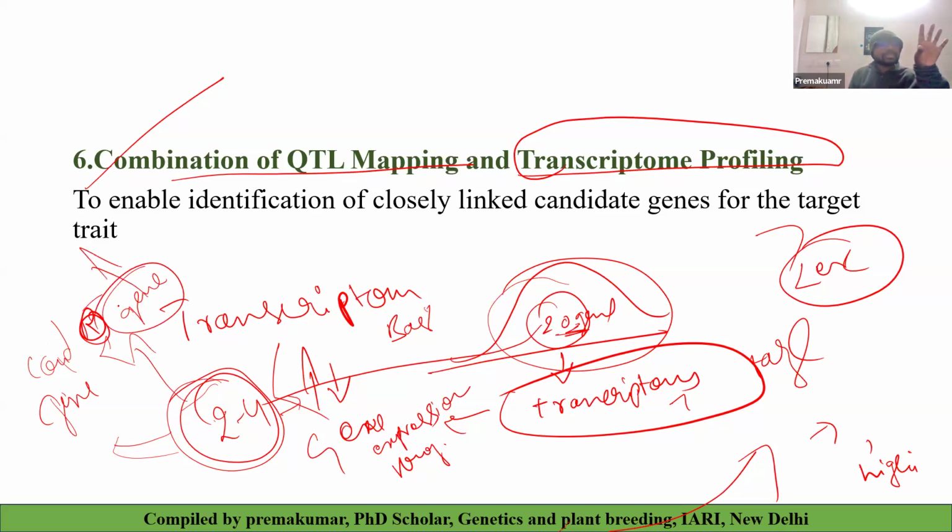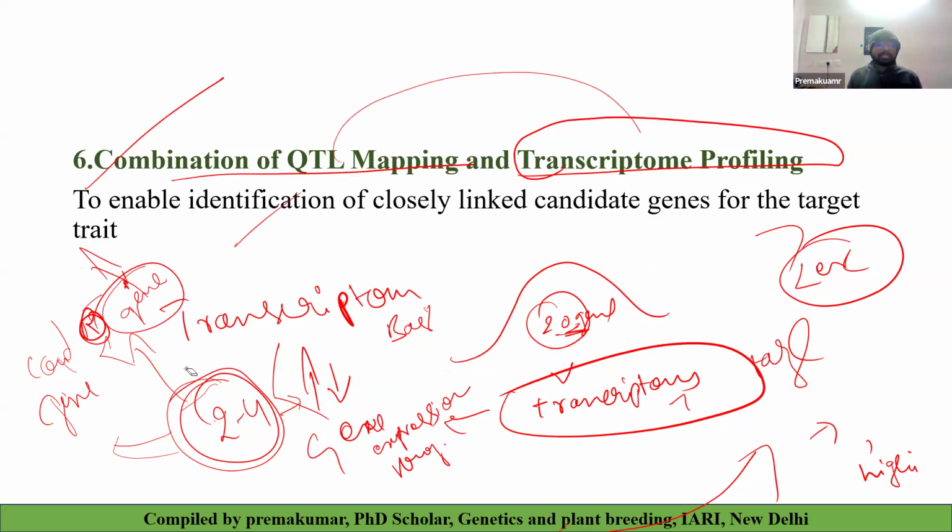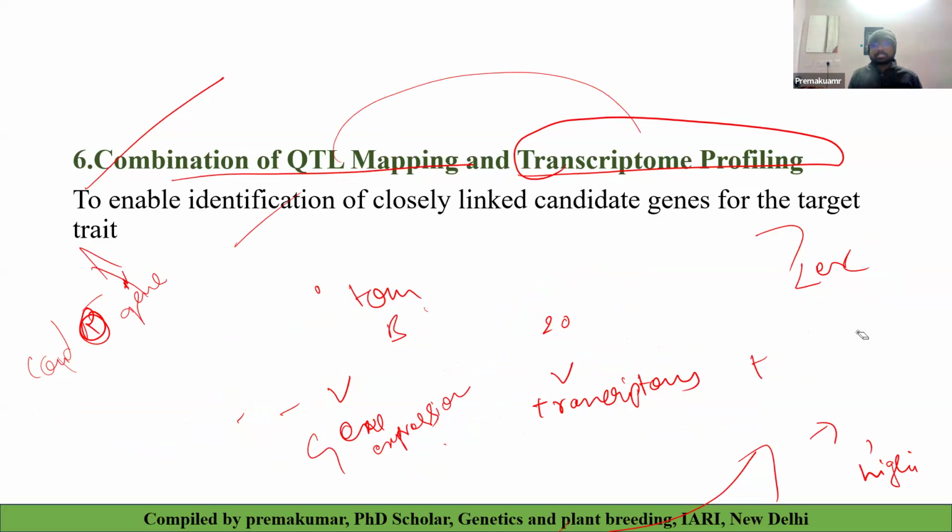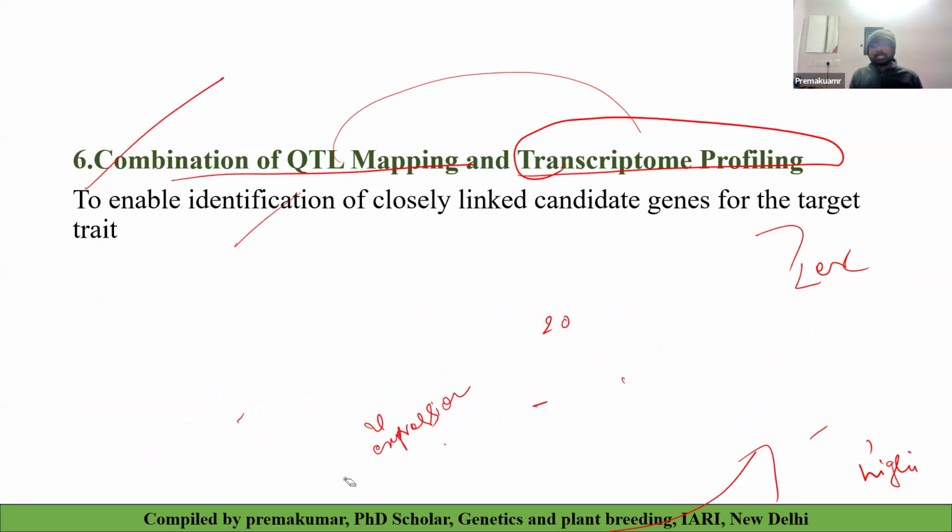Then you just do sequencing, then you identify some SNPs. You design CAPS markers for them and use them in plant breeding. This is how you can combine QTL mapping with transcription profiling. Understood how to use transcriptome profiling in QTL mapping to fine map the candidate genes?